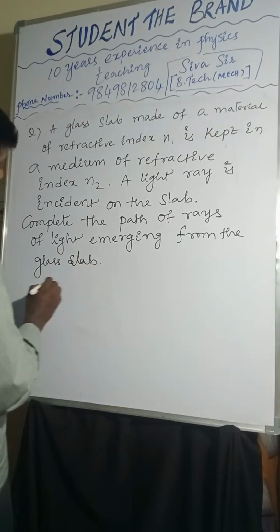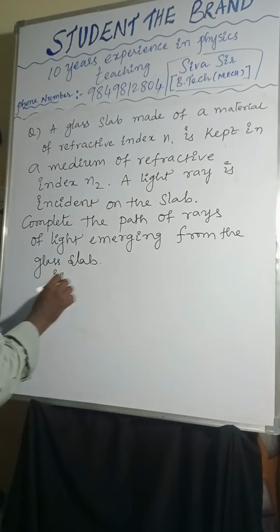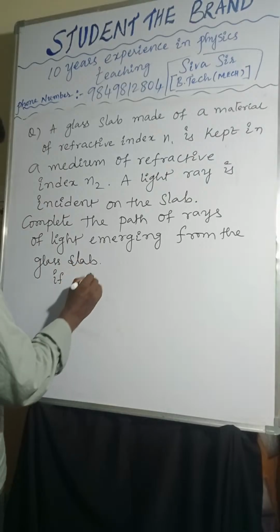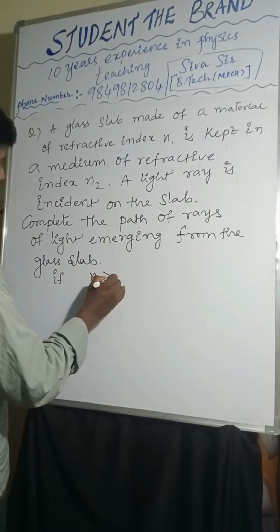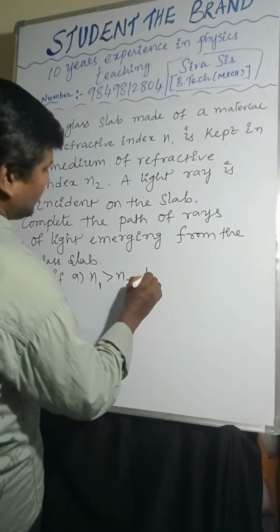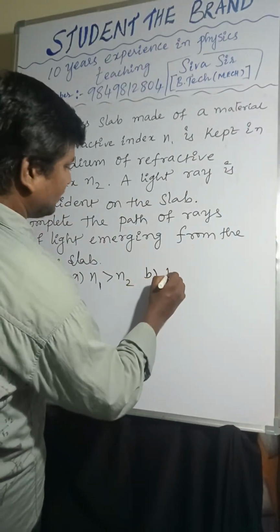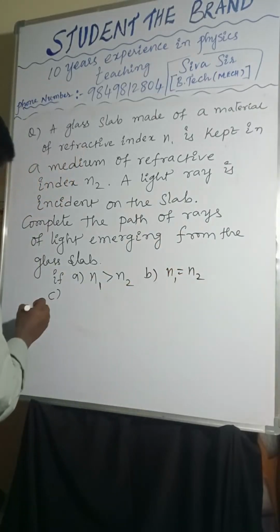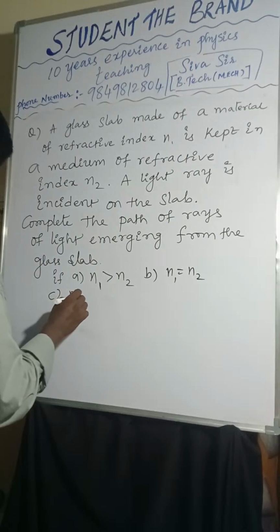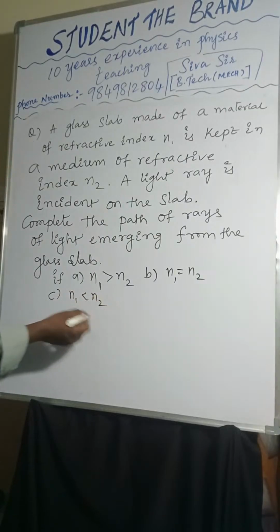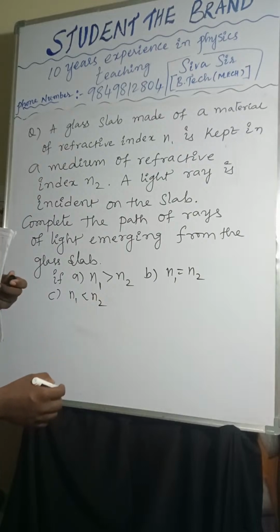So the conditions are: if n1 is greater than n2, so that's the first one. Coming to the second one, n1 is equal to n2, and the third one, n1 is less than n2, which means n2 is greater than n1. So this is the question.